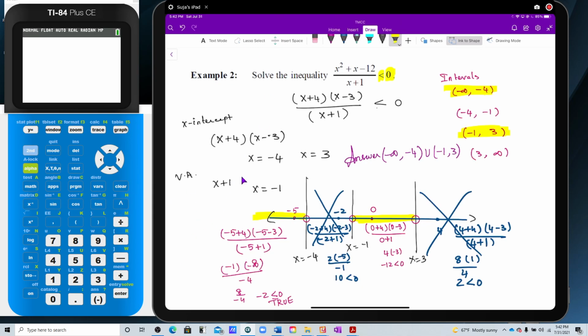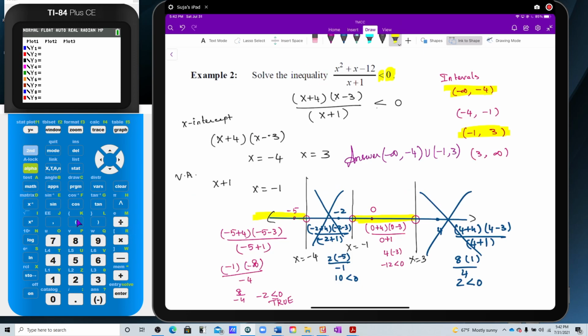Now another way of doing these problems, both polynomial inequalities and rational inequalities, would be to graph it. The meaning of this inequality sign is that the portion of the graph that's below the x-axis is your solution. So if I graph this inequality, then from negative infinity to negative 4, I will see the graph below the x-axis, and from negative 1 to 3, I will see the graph below the x-axis. Between negative 4 and negative 1, and from 3 to infinity, the graph would be in the upper region. Okay, we can check that.